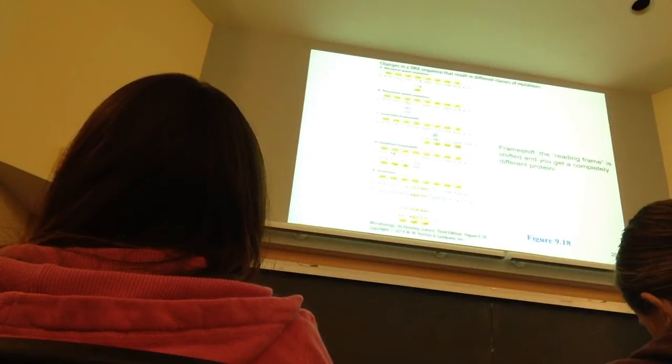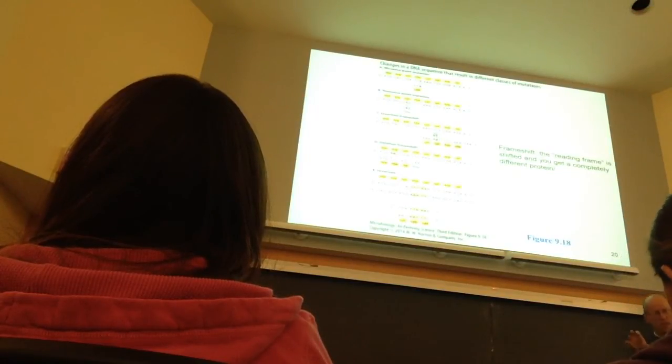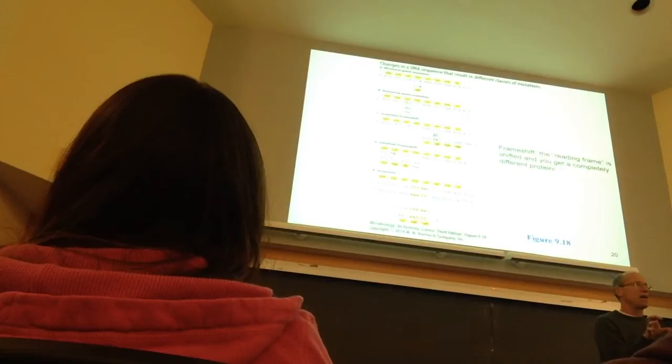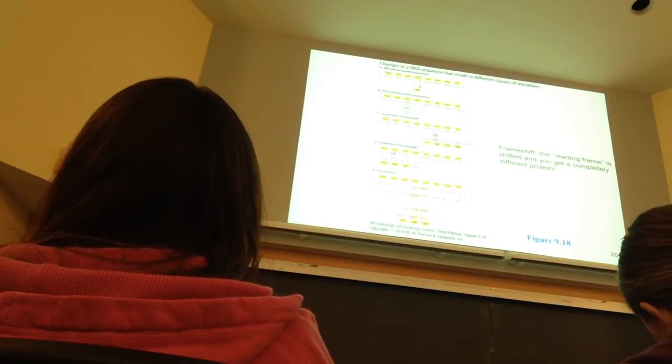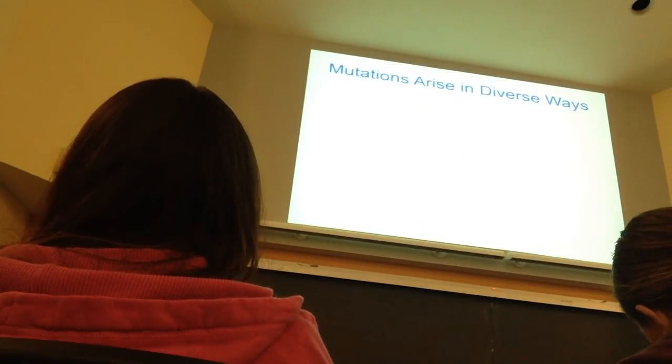So you can get a frame shift mutation from inserting a nucleotide or deleting a nucleotide. The reading frame is shifted. And then here's an example of an inversion. And so there's your examples of mutations that happen, and most of these are going to be deleterious, and so DNA repair is so important.